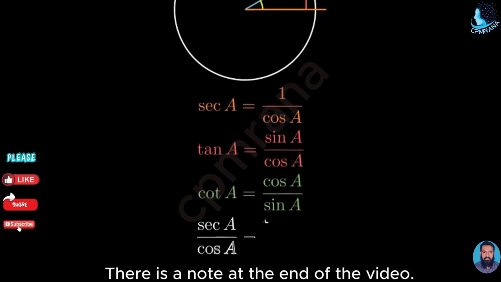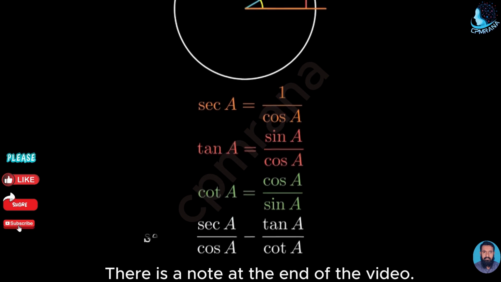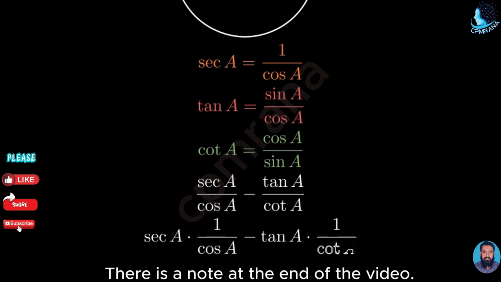We start with secant A over cosine A minus tangent A over cotangent A. First, let's recall that secant A is the reciprocal of cosine A. So secant A over cosine A is the same as secant A times secant A. Next, we substitute secant A for 1 over cosine A in the first term.